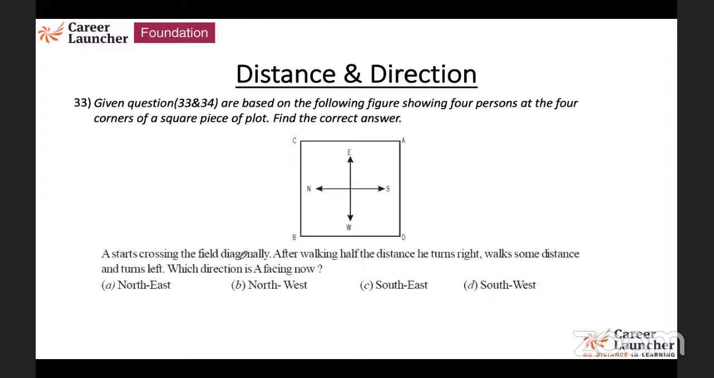A starts crossing the field diagonally. So he's coming like this. After walking half the distance, that means he has walked till the middle, he turns right. So he's going like this. He turns right, walks some distance and turns left. He is like this and then turns left. Which direction is he facing? He is facing northwest. Therefore, this has to be the answer very clearly. He is coming like this, takes a right and coming like this. This is clearly northwest. Answer has to be B.